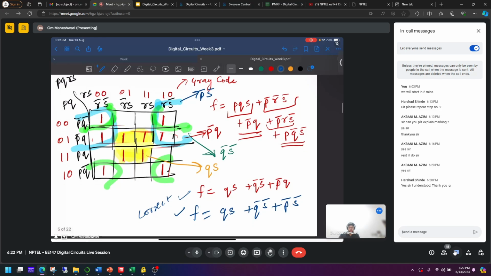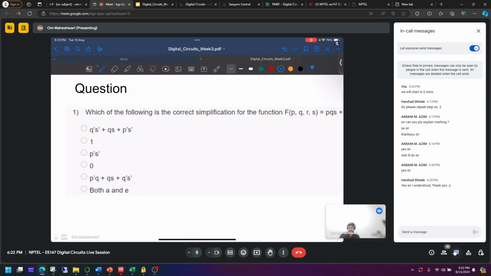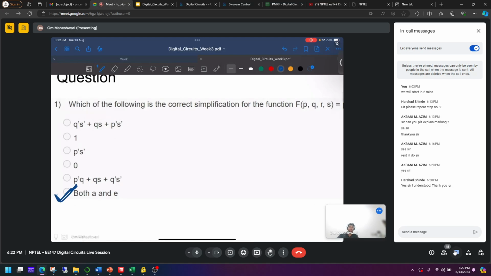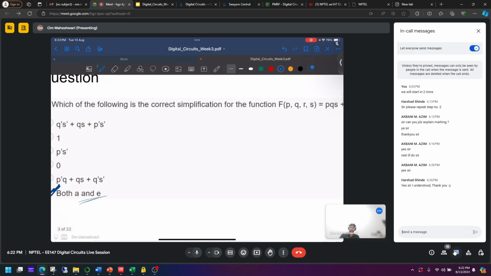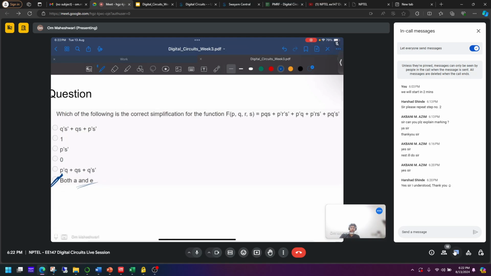So this is also correct. This is also correct. So your option is Q bar S bar, QS, P bar S bar, or Q bar S bar. So both A and E are correct. So you need to be a little careful: if the question has both an A and E, it may be possible that both are correct. So you need to check for both the options. Is this clear to all?